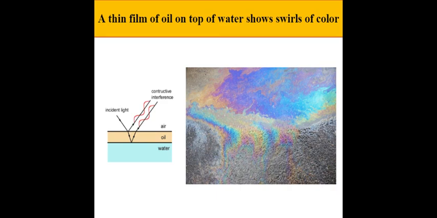part of the light gets reflected at the top of the oily surface, at the top of the water on the pavement, and part of the light gets reflected from the bottom. In this case, both parts are reflected in phase relative to each other. So if the path length between them is a multiple of the wavelength, then they'll interfere constructively.